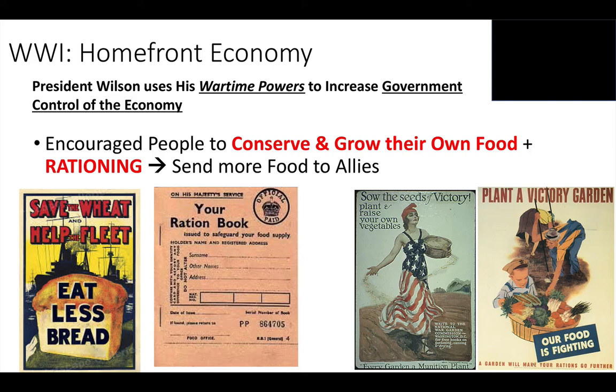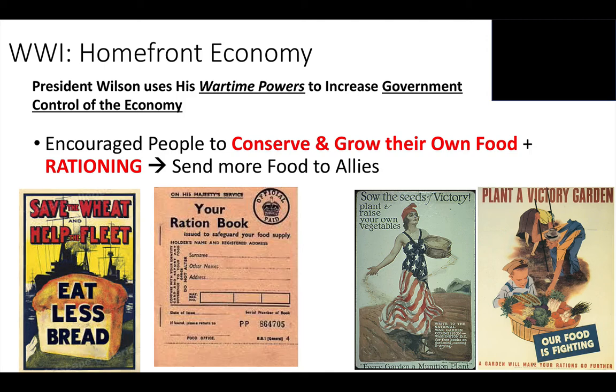Okay, rationing means, again, food, not just raw materials, not just weapons, but food has to go to the Army first. So what happens is, you can see the second picture in the row. You see where it says your ration book. During World War I, individual people would get ration books. So you could not buy as much bread as you wanted to. They rationed it out. As you can see on the left, it says save the wheat, help the fleet, eat less bread. So again, as an individual, you're told eat less bread, save the bread for the armies.